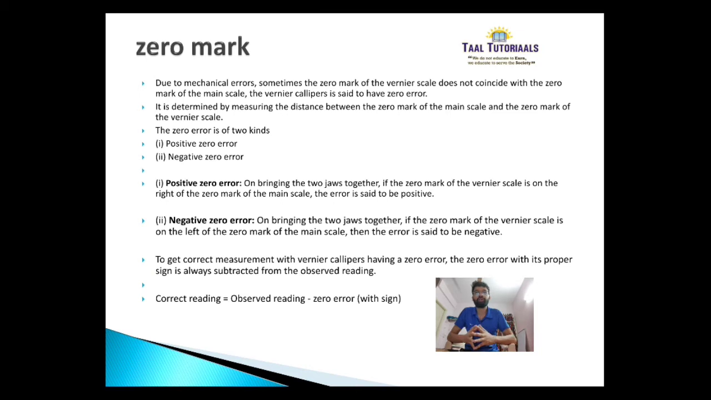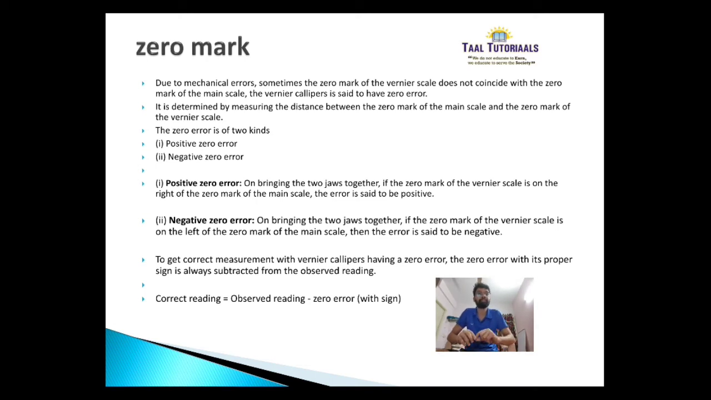First is positive zero error, second is negative zero error. What is positive zero error? On bringing the two jaws together, if the zero mark of the vernier scale is on the right side of the zero mark of the main scale, the error is said to be positive. And negative is just the vice versa: the zero mark of the vernier scale is on the left of the zero mark of the main scale. Then that error is a negative error. Whenever we are doing numericals, at last we need to subtract the zero error with sign.